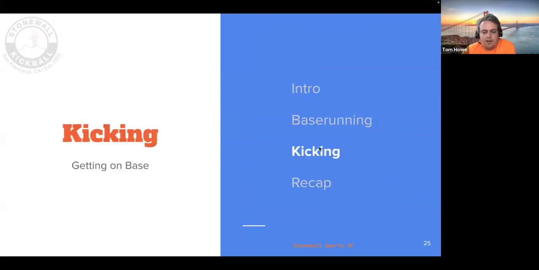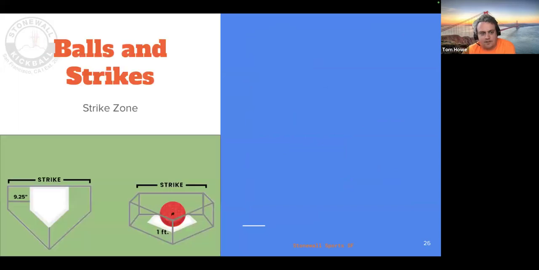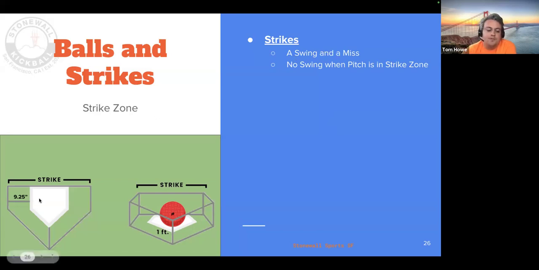So quick little thing here on kicking. We talked about base running. Let's talk about the actual process of kicking. In kickball, there are balls and strikes. A strike consists of if you swing at the ball and you miss it, or if you do not kick a ball that proceeded through the strike zone.